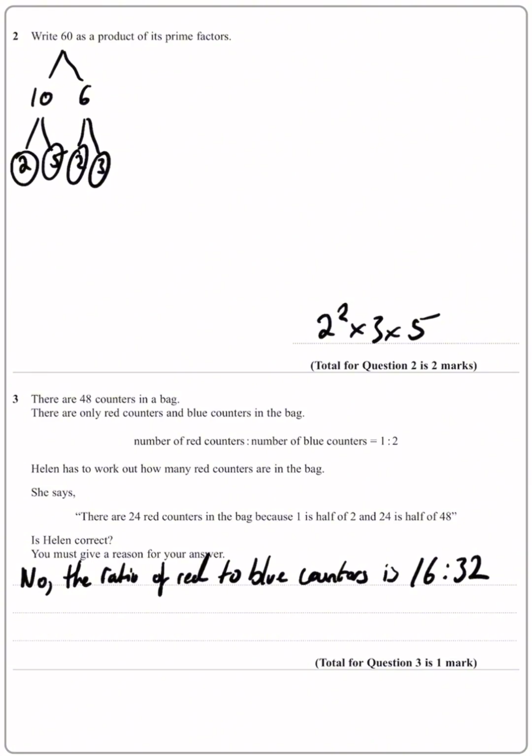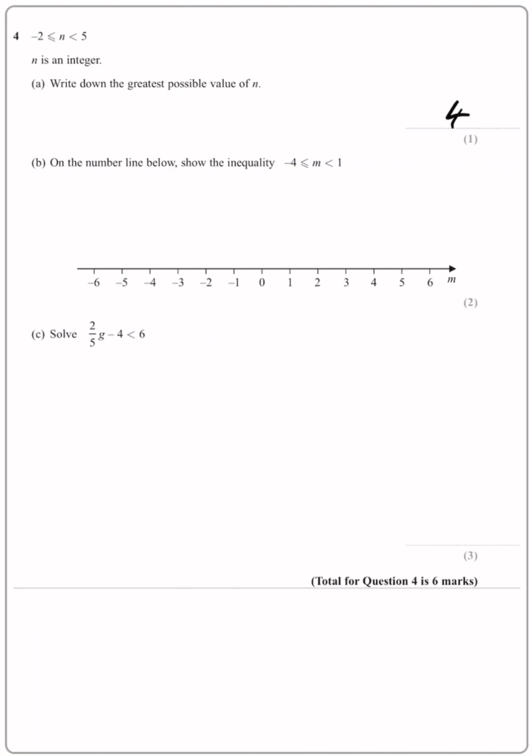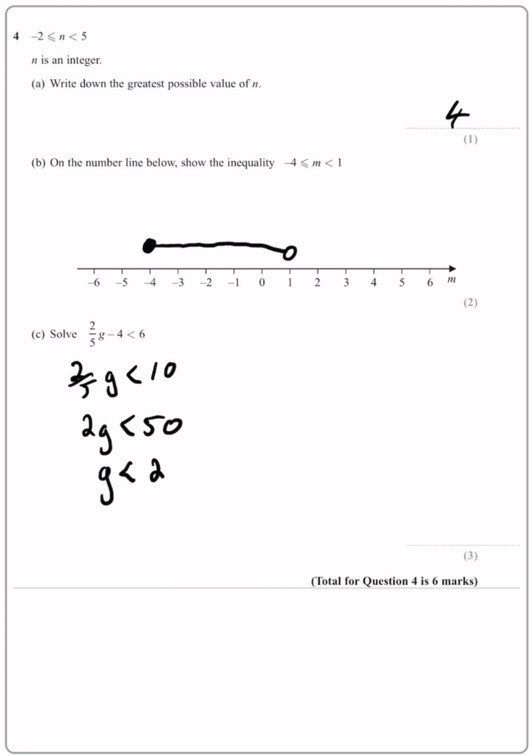Question number 4. The greatest possible value of n that's less than 5 is 4, when n's an integer. For part B, the -4, I'm going to colour that one in because it's less than or equal to. So between -4 and 1 with the -4 coloured in. For the inequality, I'm going to add 4 to both sides, times both sides by 5, and divide both sides by 2 to get g is strictly less than 25.